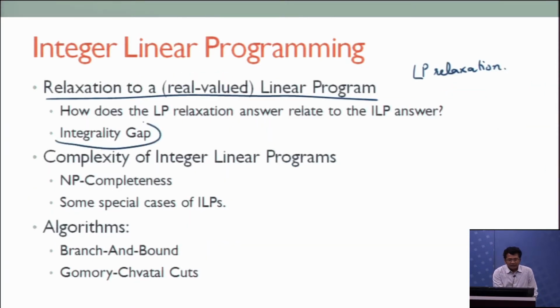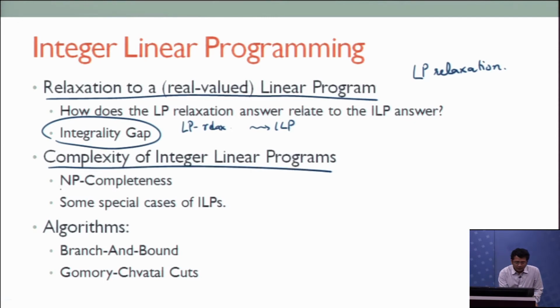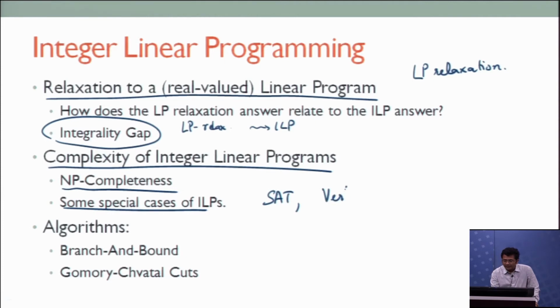We are going to briefly touch upon a notion called the integrality gap, which talks about how the best answer to the LP relaxation compares to the original ILP's answer. We are going to study some interesting tidbits here, and look at how this leads to some approximation algorithms, even though approximation algorithms is not the main topic of this class. Related to this, we will talk about the complexity of integer linear programming. We will mention that it's NP complete, and we will look at some special cases of ILPs that arise from problems like SAT and vertex cover, for which we will look at an approximation algorithm.